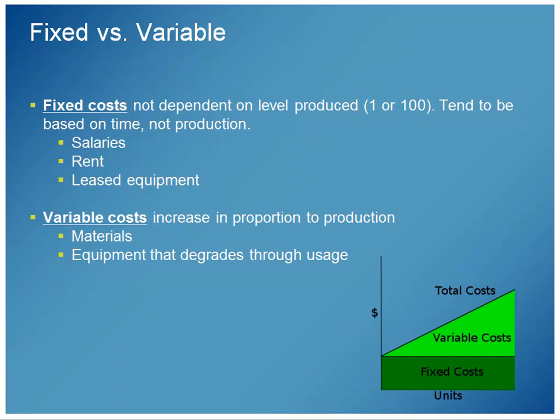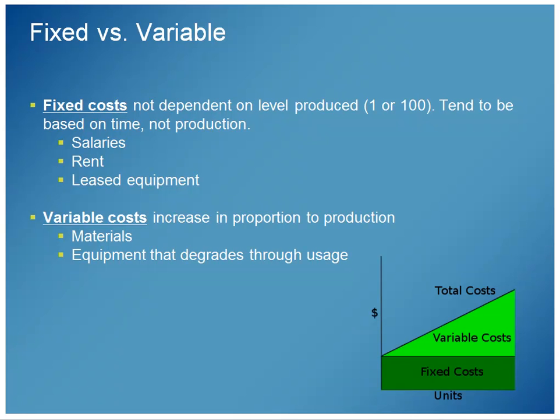So salaries, if I'm paying somebody X number of dollars a year, somebody's making $40,000 a year, that $40,000 a year has nothing to do with production; doubling production doesn't change my salaries. Doubling production doesn't change the rent that I pay. Doubling production doesn't change what I'm paying for any leased equipment. So if anything's done on a monthly basis, it would be a fixed cost.